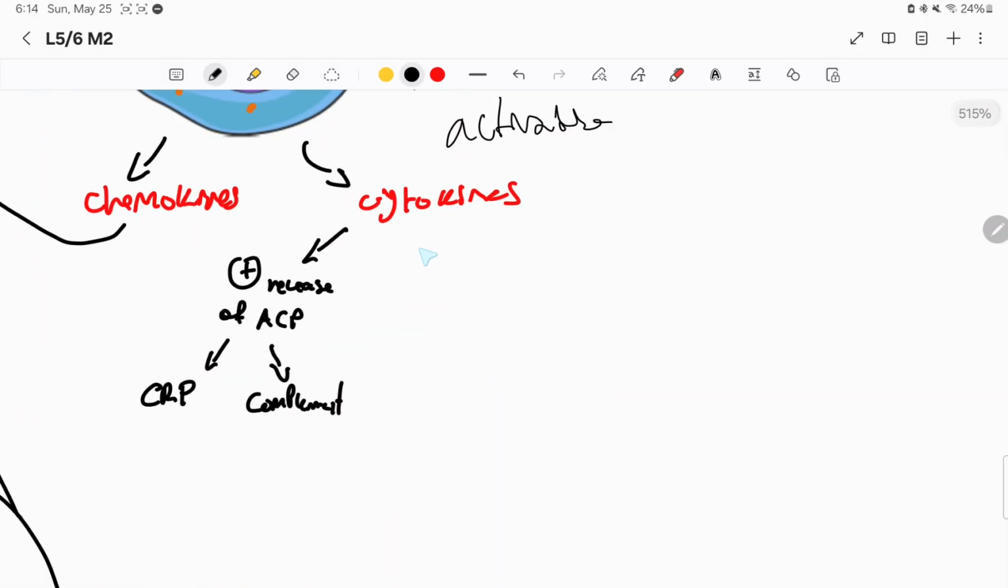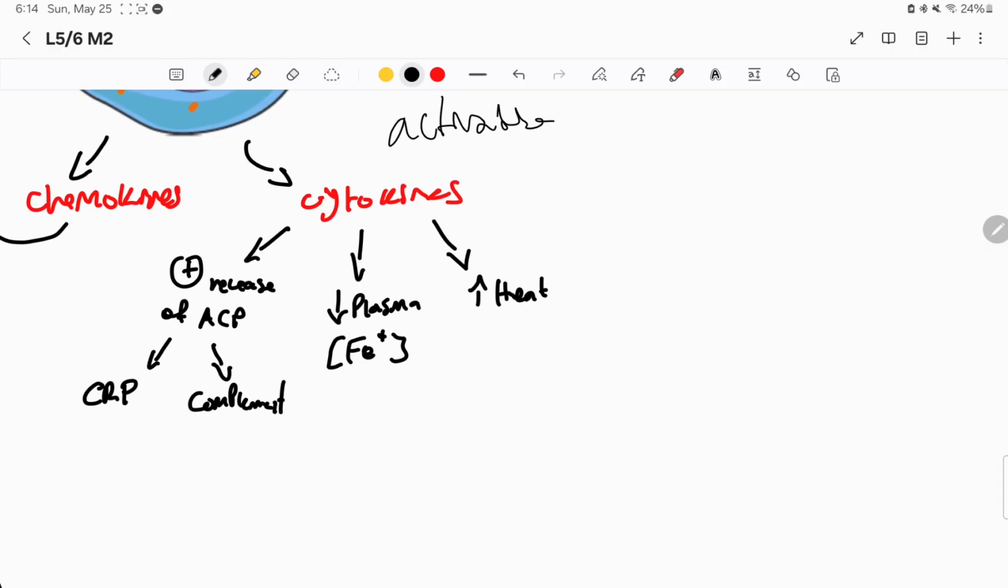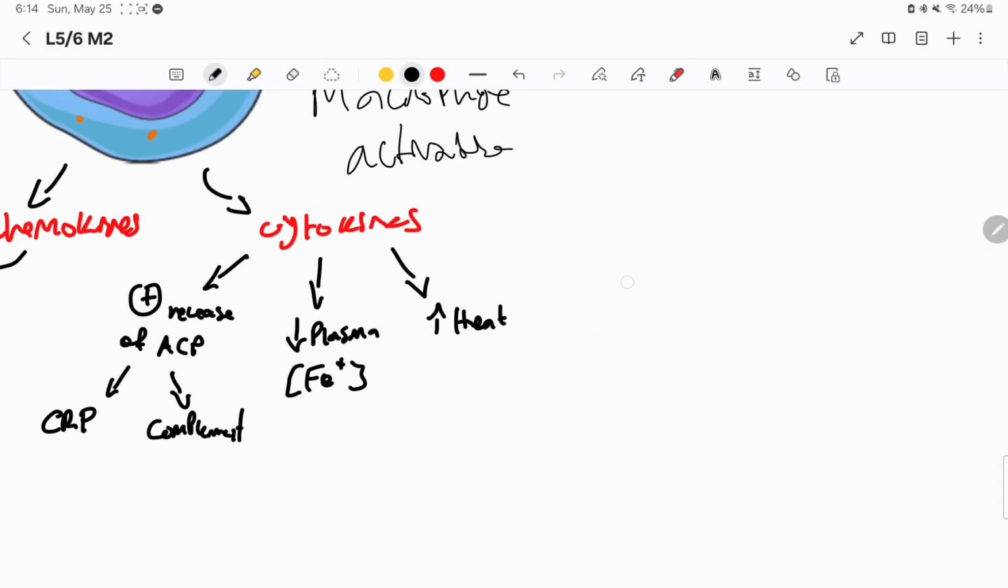bacteria. They can also lower the plasma concentration of iron. You might be thinking, why? Well, because certain bacteria can use iron to divide. That's why. They can increase heat. So you guys know how you'll get a fever sometimes when you are sick, right?